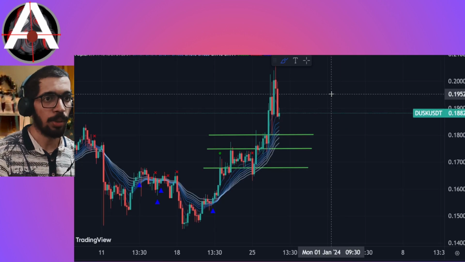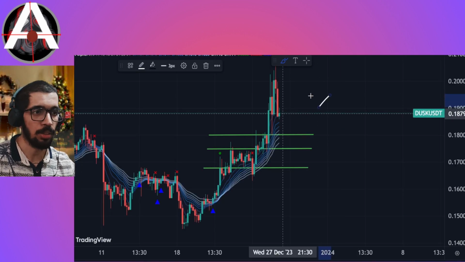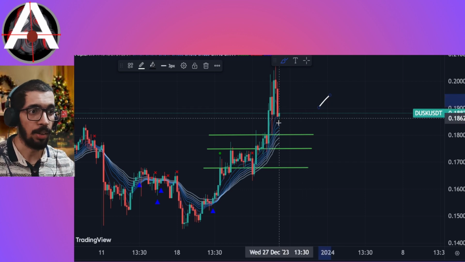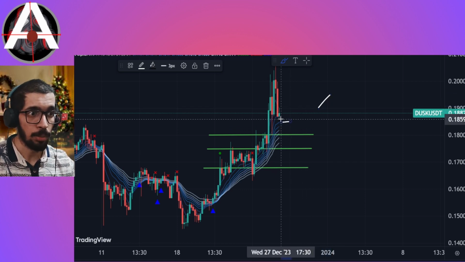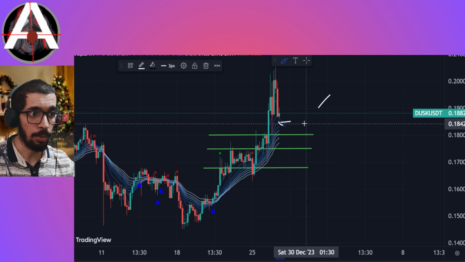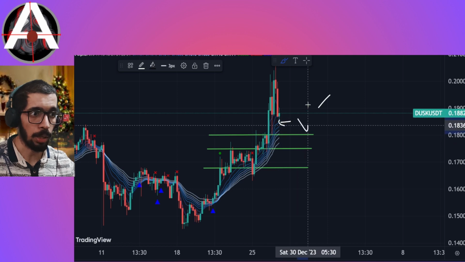Okay, so the next token is Dusk. We need to keep an eye on Dusk, because you can see this wick. More probably it's going to go up, but it will more probably bounce off this support. So we need to watch the Dusk token.